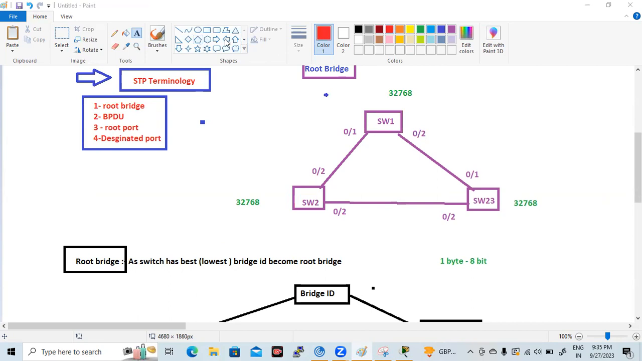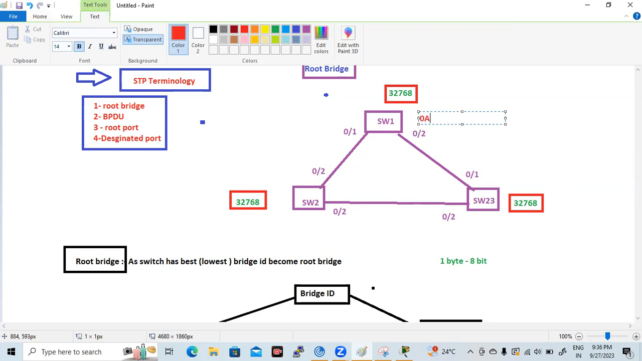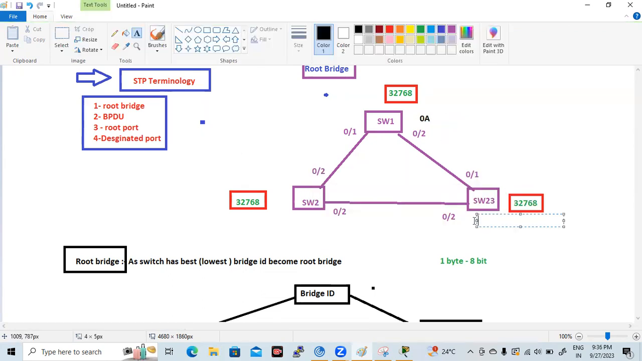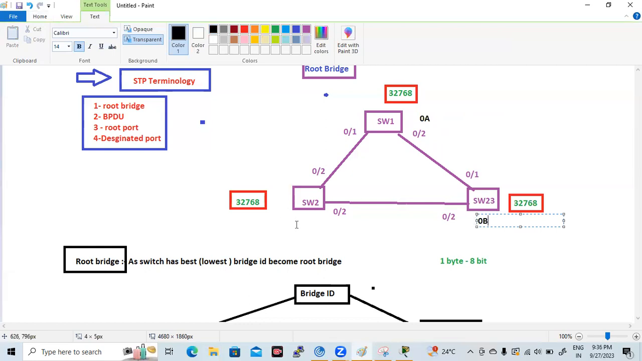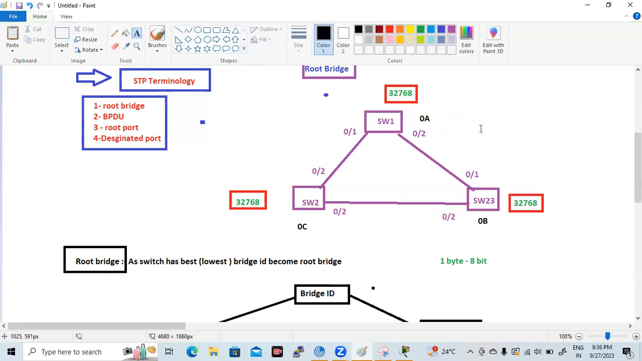Let me mark this. Who has become the master here, meaning who has become the root bridge? The switch having the lowest bridge ID becomes the root bridge. Suppose 32768, and I'm just assuming the MAC addresses, not exact: this has MAC address 0A, this has 0B, and this has 0C.